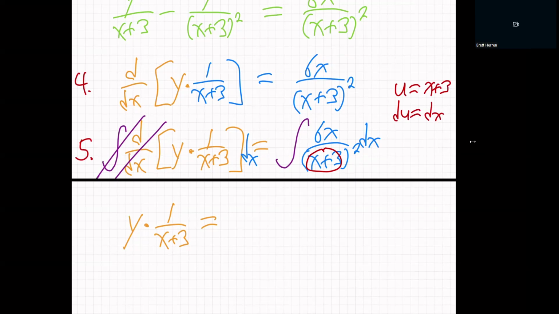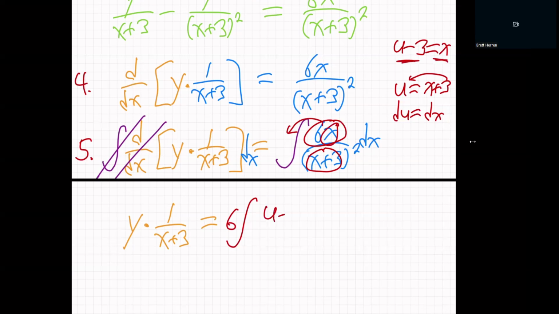So this is going to become the integral of, now what do I do with 6x up there? Well, u minus 3 is x. And let's just put the 6 in the front, and then we just have x on the top, which is u minus 3, over, and what's the bottom? x plus 3 squared, that's u squared. Okay, and then the dx is du.